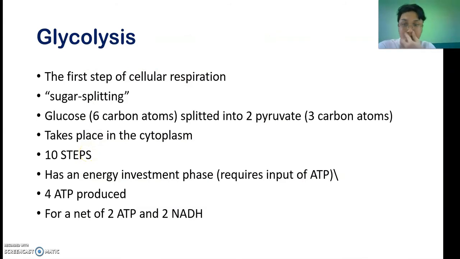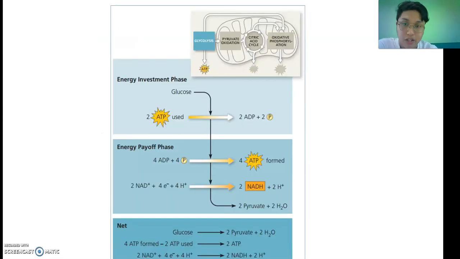So stepwise din yan. Okay, so it has an energy investment phase because yun nga, kailangan activation energy. So it requires an input of ATP. So may investment ka pa rin mangyayari. So ang mapoproduce mo lang na ATP dito ay 4. Pero dahil nga nag-input ka ng ATP na dalawa, may net ATP ka ngayon. Okay? Galing doon sa balance na dalawang ATP lang at dalawang NADH. As you will see, so ito yung glycolysis happens in the cytoplasm or the cytosol.